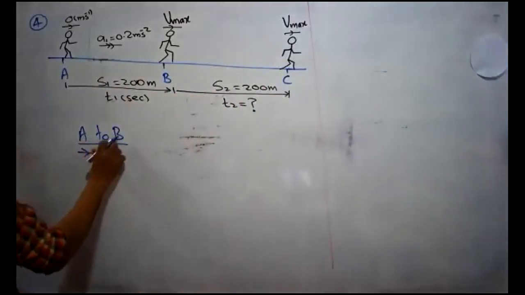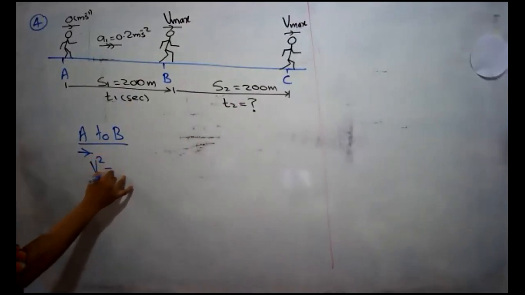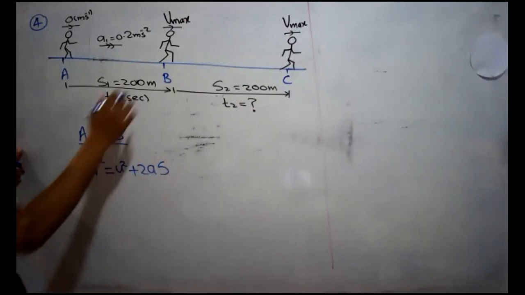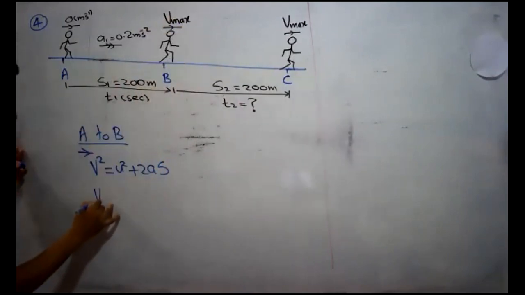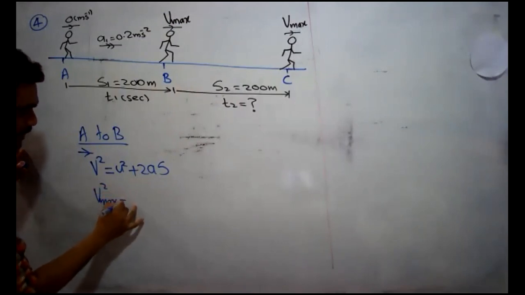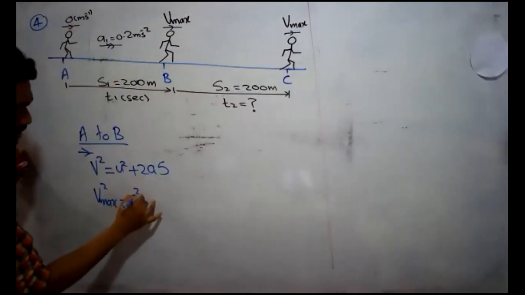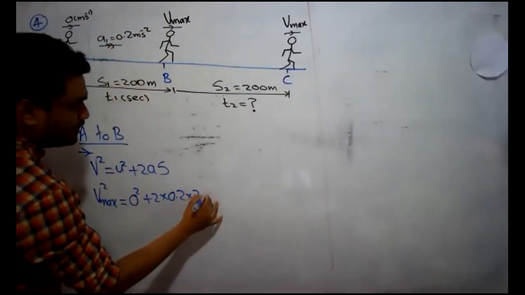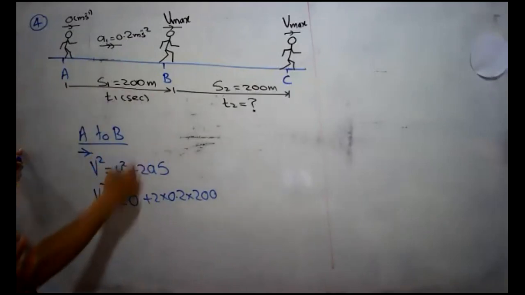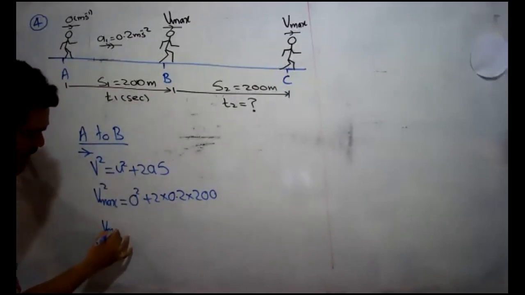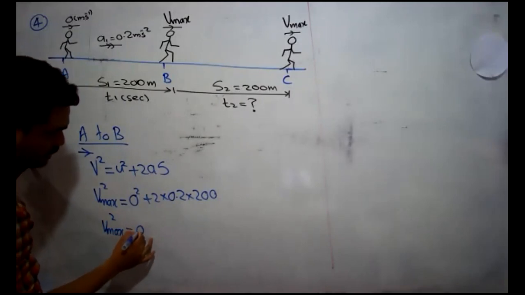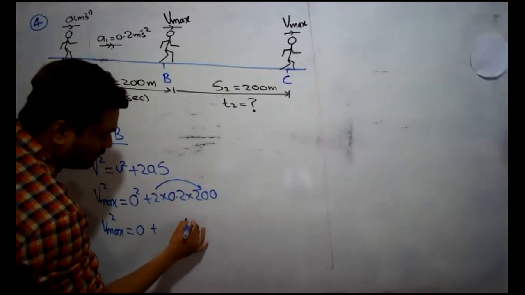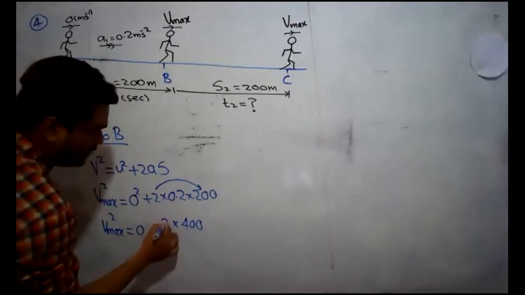So the only equation without the term t is v squared equals u squared plus 2as. The velocity at the point B is v max. Velocity at the point A is 0, acceleration is 0.2, displacement S1 is 200. So v max squared equals 0 plus 2 times 0.2 times 200. 0.2 can be written as 2 by 10.